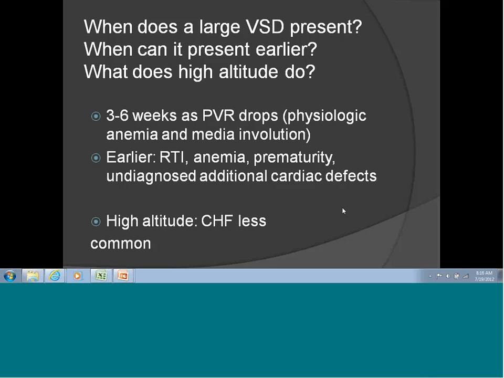Does he have AS? Is there a coarctation? Is there some kind of left heart obstruction that has been missed that is increasing the left to right shunt and making this child present with symptoms earlier than 4 to 6 weeks? That's right. Now, high altitude CHF is less common, right, because the pulmonary resistance is higher because of the hypoxia. And these kids can sometimes, when they come down to the plains, present with heart failure. So it's important to take history of where they live when you're looking at their presentation.